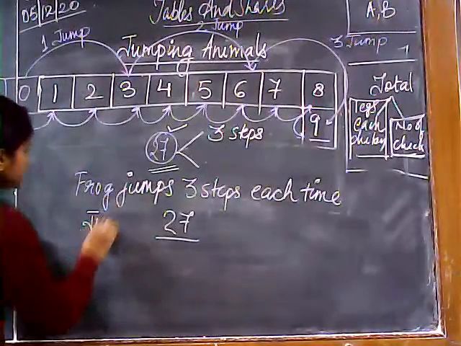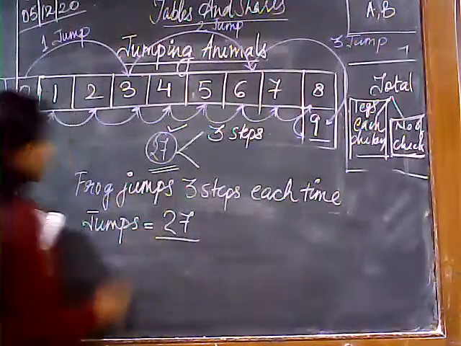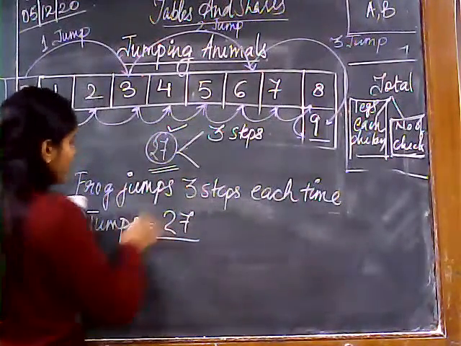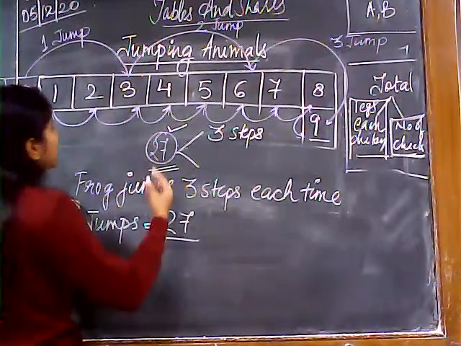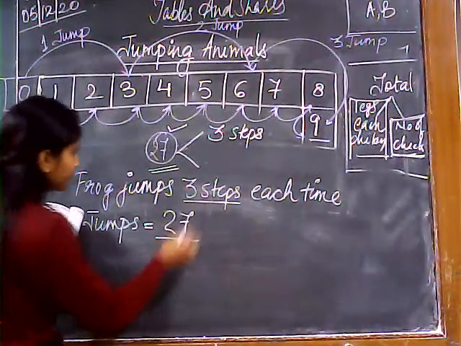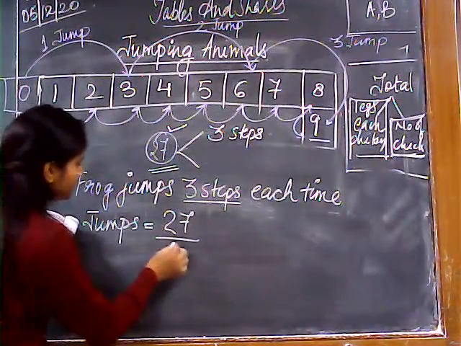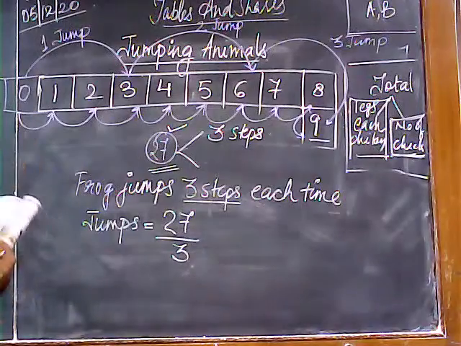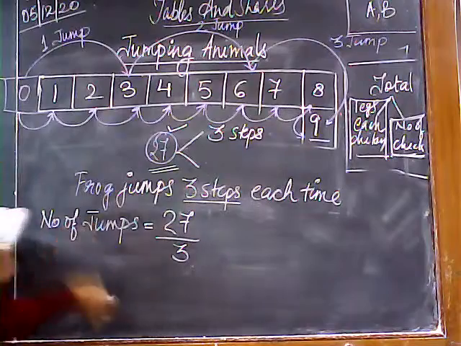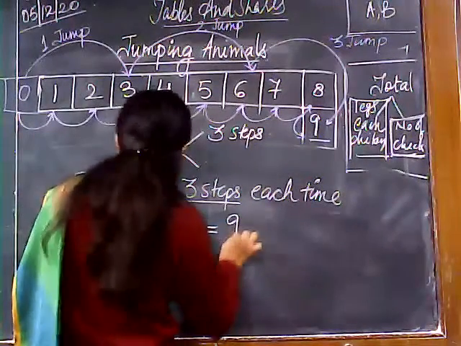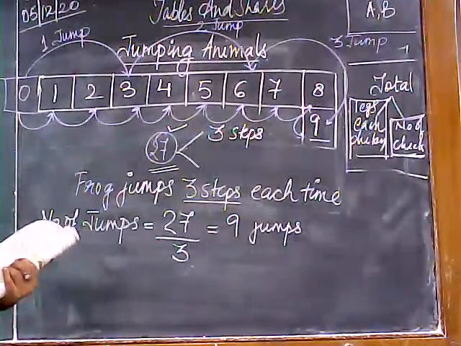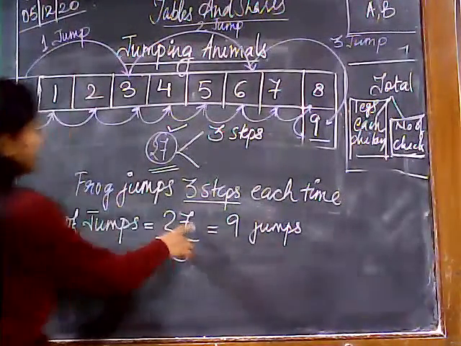So the number of jumps will be the total number of steps that he will take, that is 27, divided by the number of steps he walks in one jump. He takes 3 steps in one jump, right? So the number of jumps will be 27 by 3. That is 9 jumps. In 9 jumps, he will reach 27 steps.